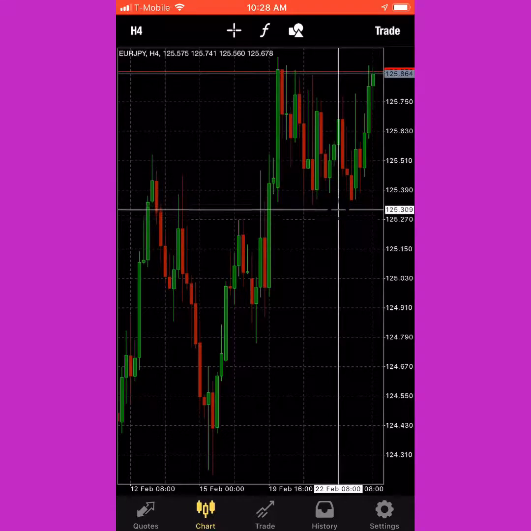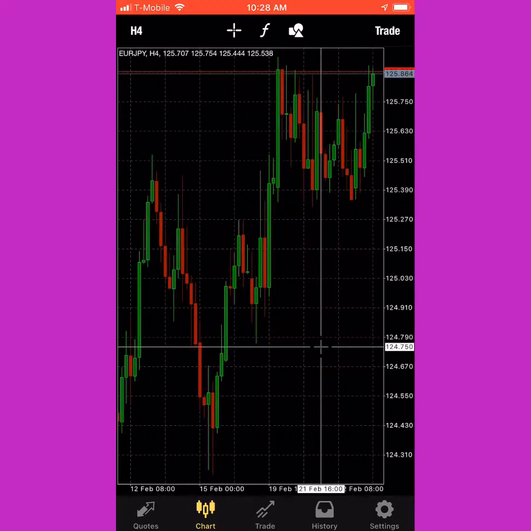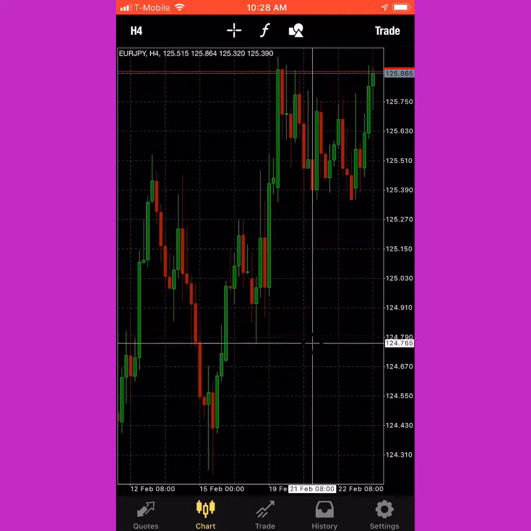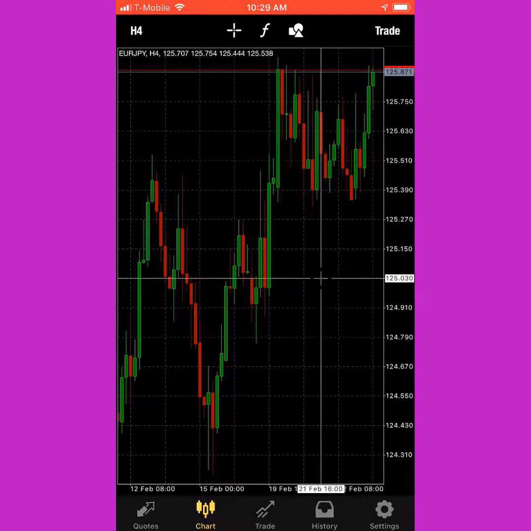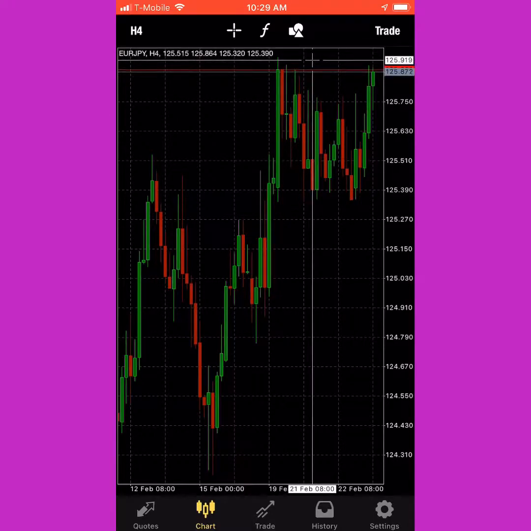So I look at support levels, resistance levels. So if price fell back to this week here at 124.76, I will consider a trade. If price fell down to here, 124.22 or thereabout, I will consider a trade. Now I consider a trade because price is close to the resistance level at 125.93.